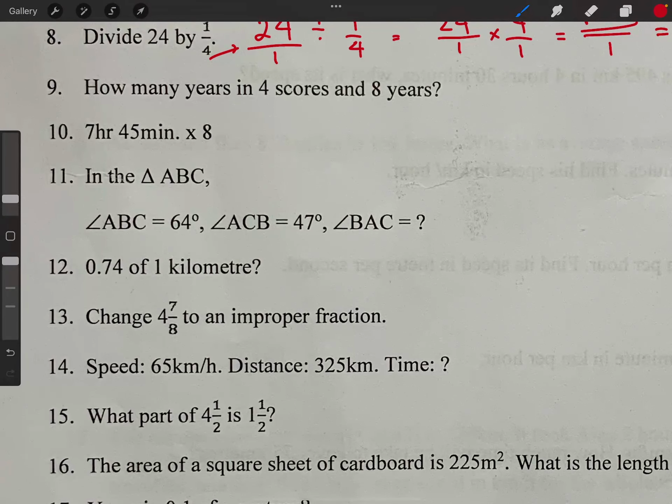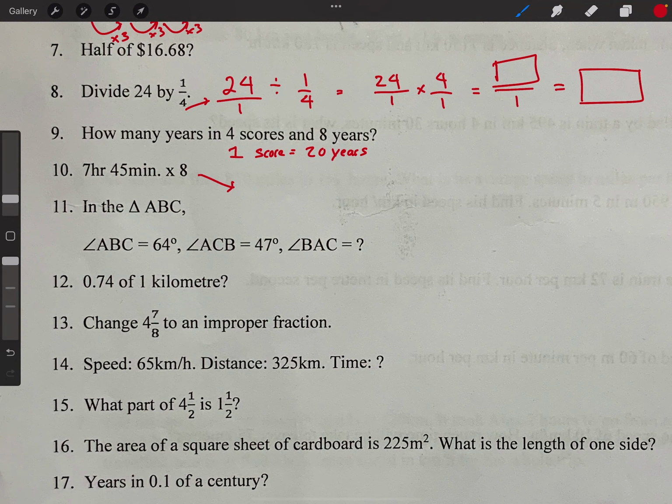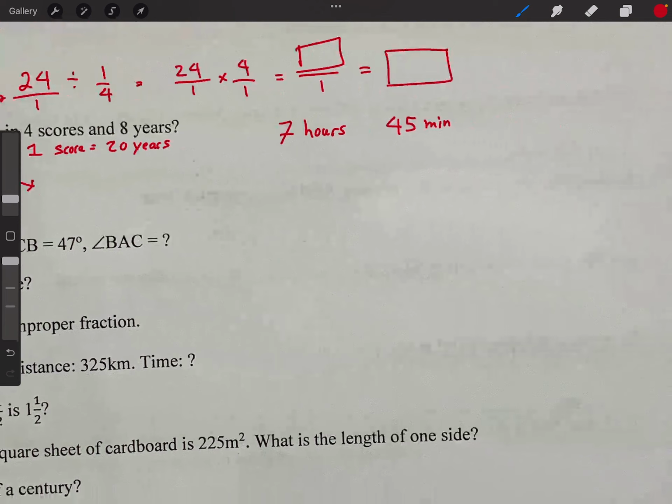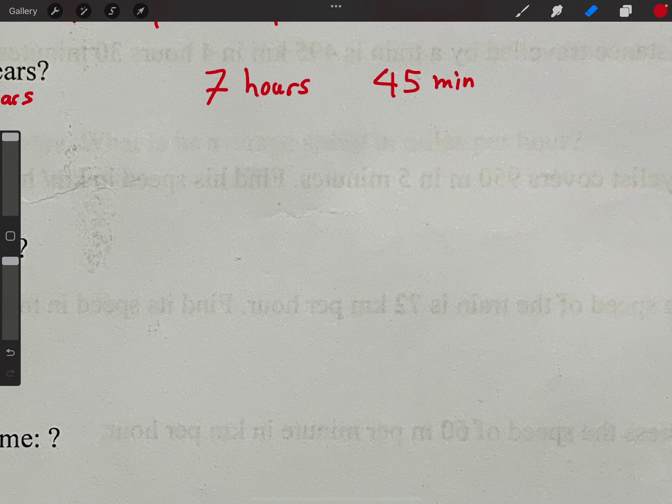How many years in 4 score and 8 years? Okay, so remember 1 score equals 20 years. You can work out the rest. Now this one, this question again. Alright, so we've got 7 hours and 45 minutes, and we're going to multiply them both by 8. Okay, so what's 7 times 8? 56 hours.